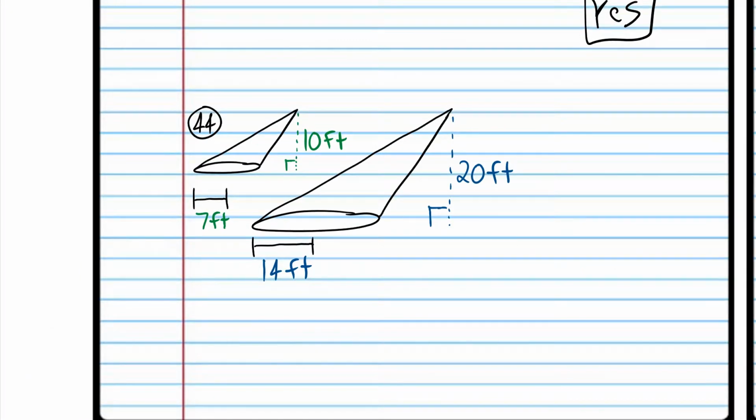So now 44, just doing the same thing. For the radiuses, we'll take the smaller radius and divide by the bigger radius. We want to see if that's equal to the smaller height divided by the bigger height, and we get 1/2 is equal to 1/2. So the answer is yes, they are similar solids.